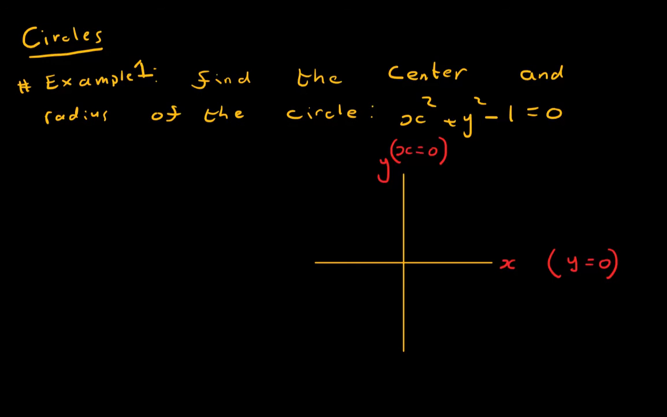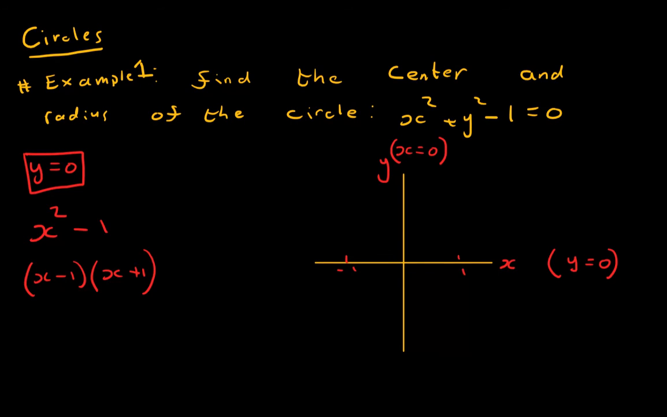So let's consider what happens on the x-axis when y is equal to 0. Okay, so we're going to get x², 0 for the y, subtract 1. This is called the difference of two squares. We can factorize this, and we can see that the circle cuts at -1 and +1.